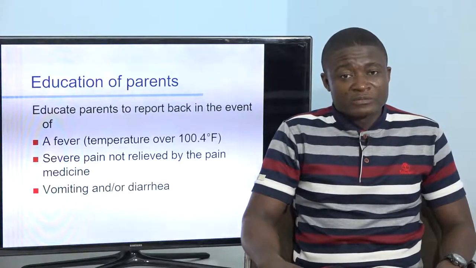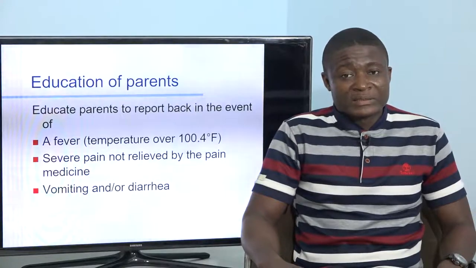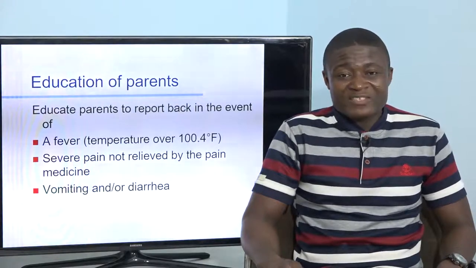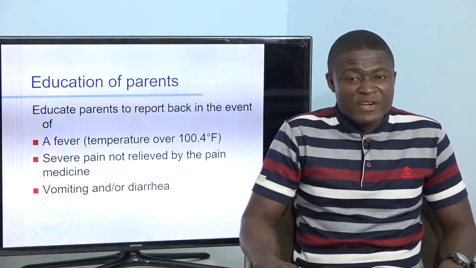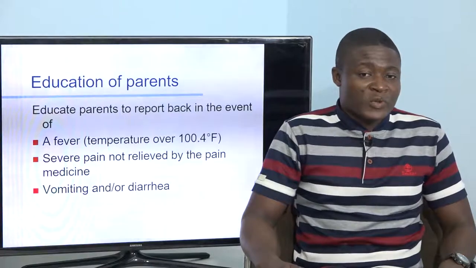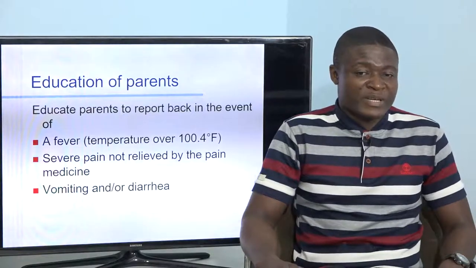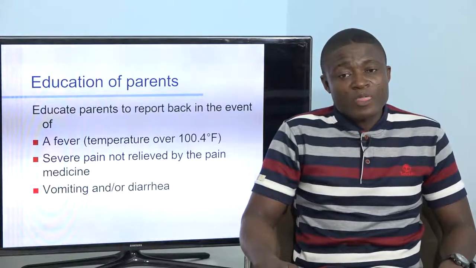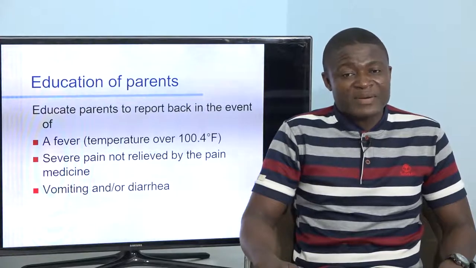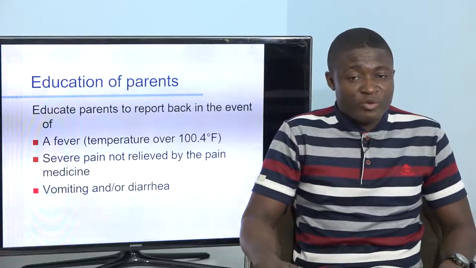Education of parents. Educate parents to report back to the hospital in the event of any of the following. A fever, when the child starts to spike temperature above 100 degrees Fahrenheit. Severe pain not relieved by the pain medication. So you are giving this child some pain relieving medication. If the child is not responding to this, or the pain still persists, the child becomes restless and cries excessively, you may have to report back to the hospital.